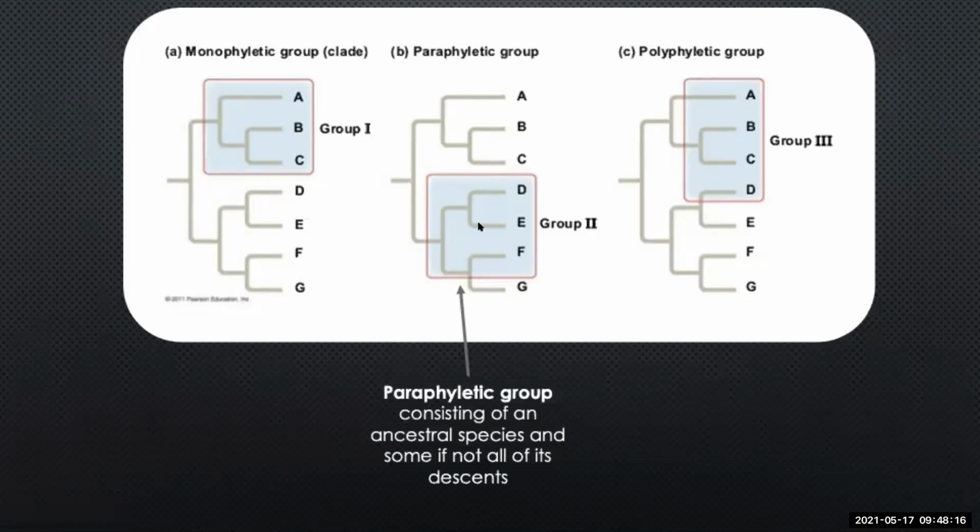You then have this idea of what's known as a paraphyletic group, which is a group that consists of some type of ancestral species and then some of its descendants, not necessarily all of them. For instance, here we have this common ancestor of D, E, and F. So when we're looking at this group, we're going to talk about this common ancestor and then D, E, and F, just this group. That means it's not monophyletic, because some species aren't being represented here. In paraphyletic, you're essentially removing something that we know exists further down the line.